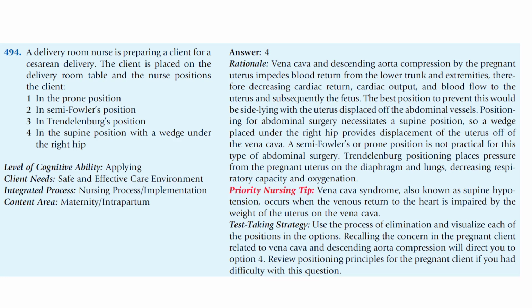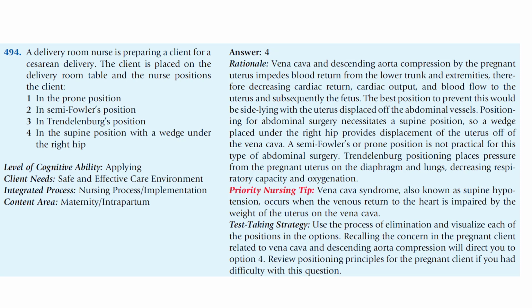494. A delivery room nurse is preparing a client for a cesarean delivery. The client is placed on the delivery room table and the nurse positions the client 1. In the prone position. 2. In semi-Fowler's position. 3. In Trendelenburg's position. 4. In the supine position with a wedge under the right hip.